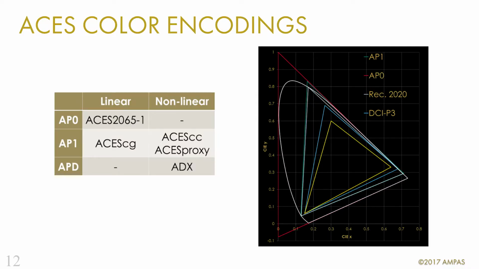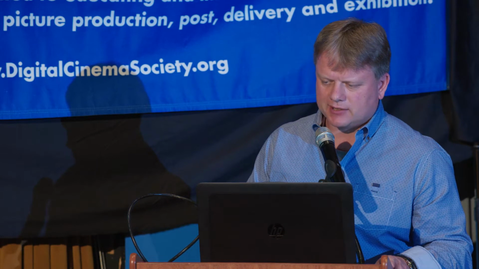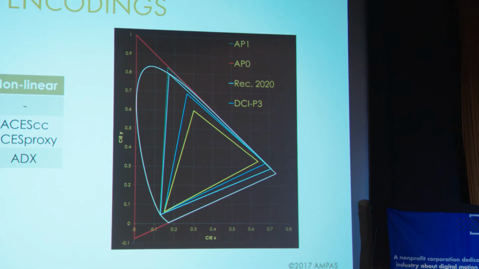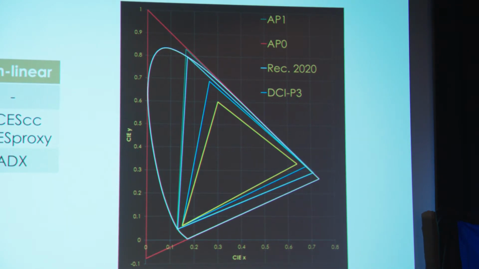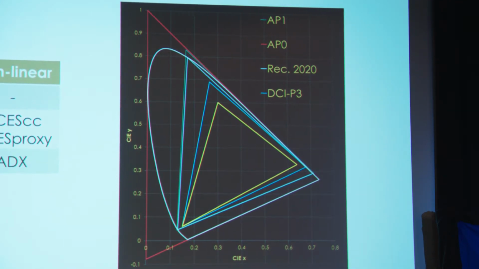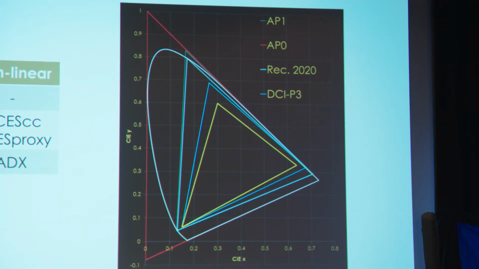Benefit of ACES is the color gamut and color space. We use the EXR format. On the right side, you see the CIE chart, the horseshoe, and you see the ACES archiving format. That's the red triangle, AP0. That's the archiving format. The working space is AP1. The next smaller triangle, and then you see Rec 2020 inside of these two, DCI P3, and the yellow one is Rec 709.